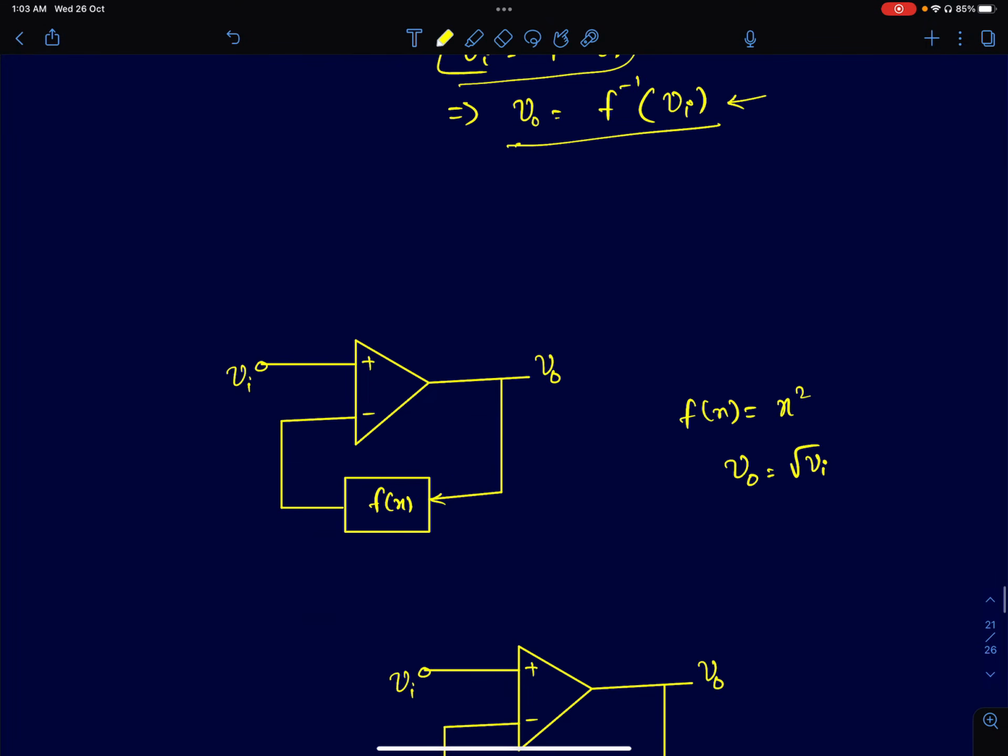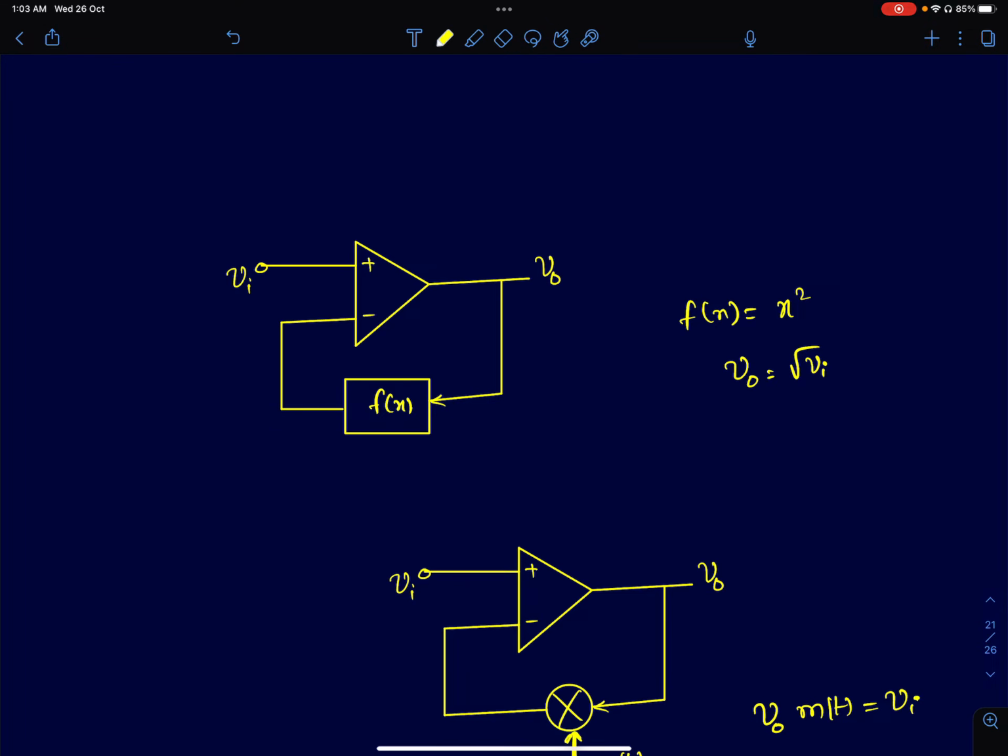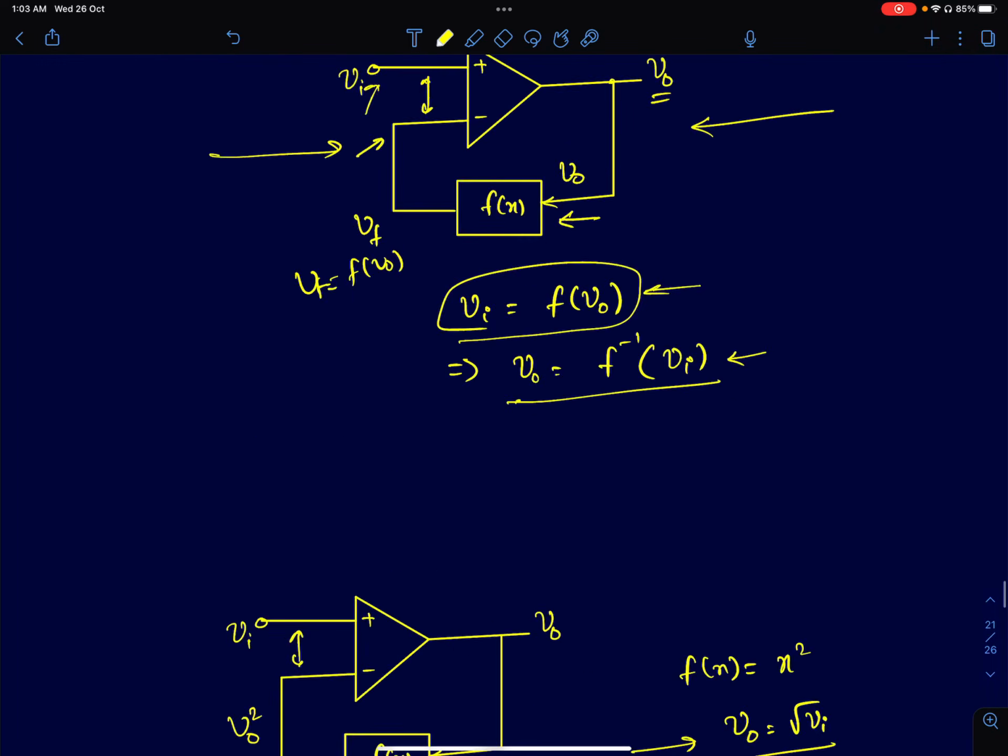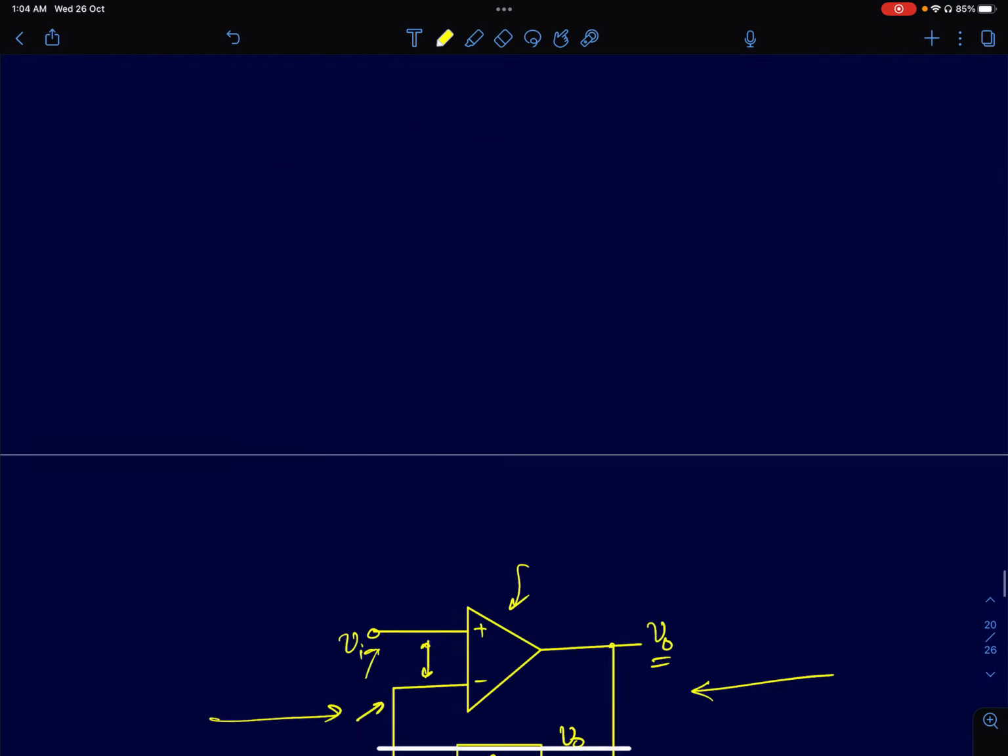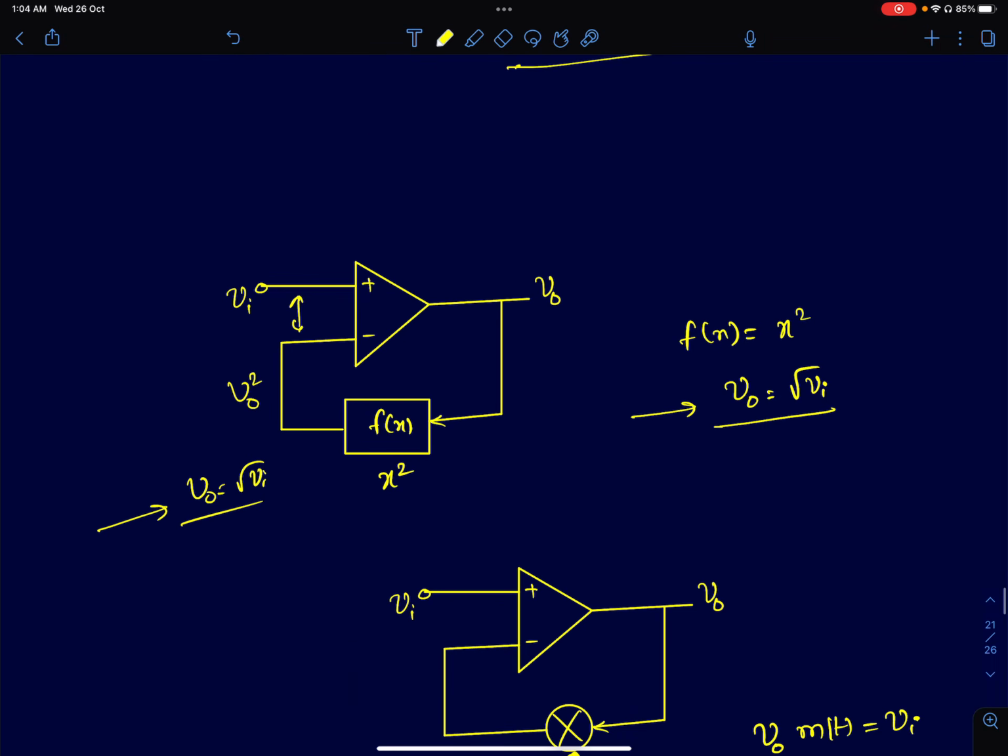To take an example, let's assume f of x happens to be x squared. It's a squaring function. Then your output V0 will be root of Vi. The feedback voltage will be V0 squared, and these two terms will be equalized by feedback. So your V0 will simply become equal to root of Vi. This is the third part of the circuit. If you look at this circuit here, the last part of the circuit is essentially a square root. It just computes the square root of the input voltage.